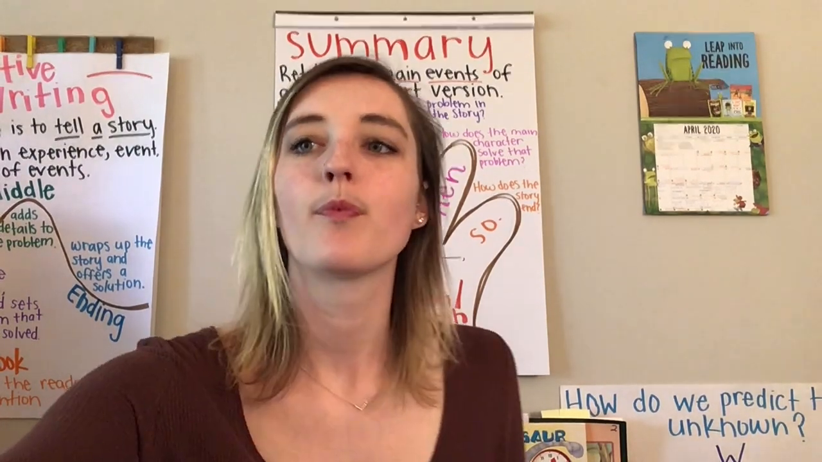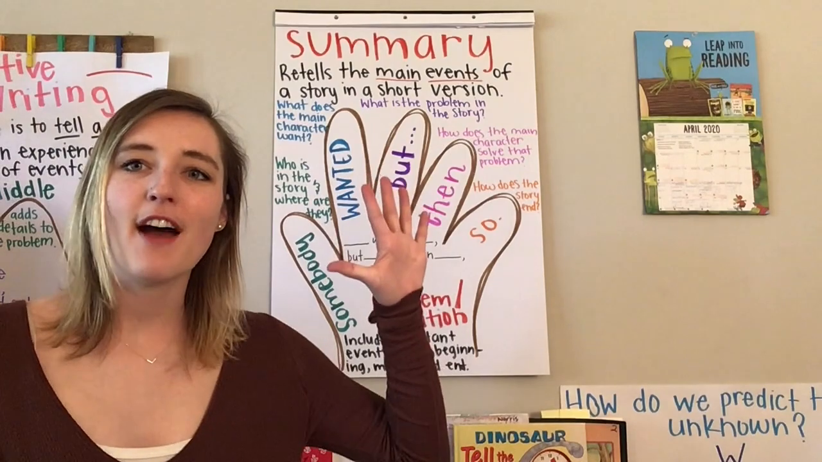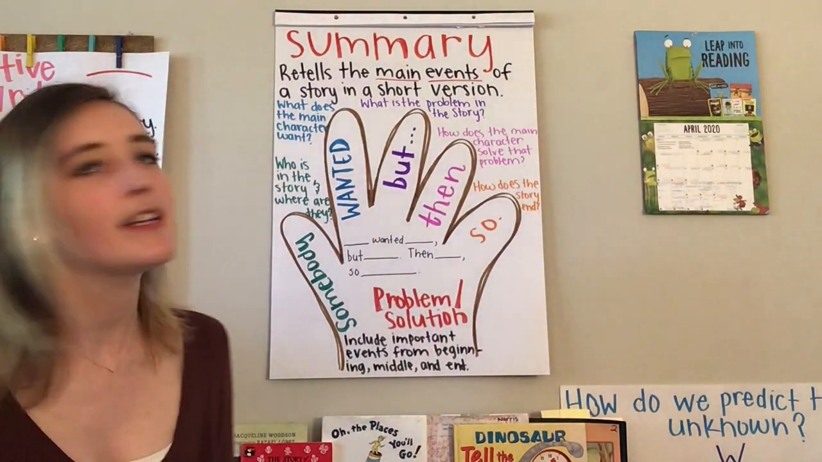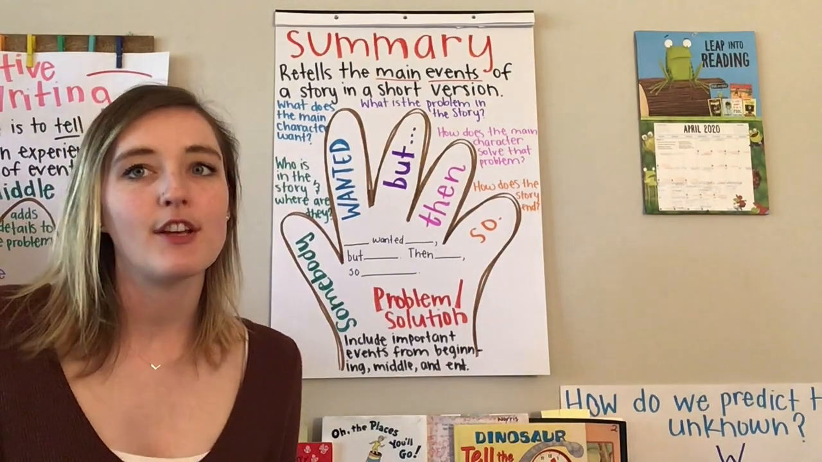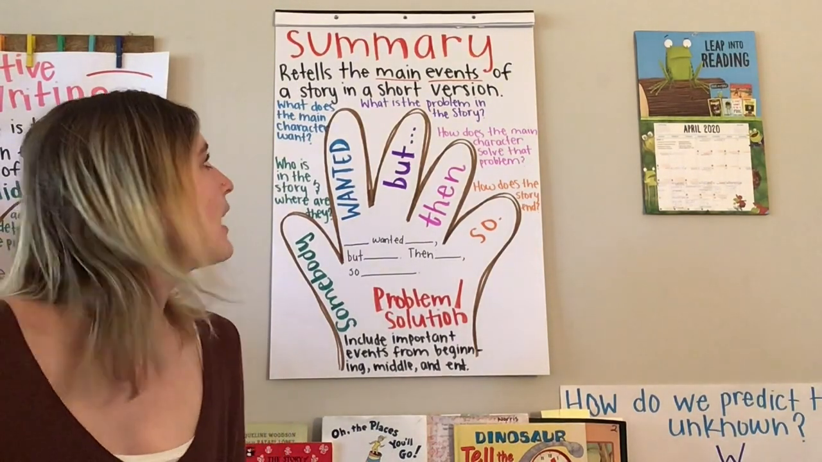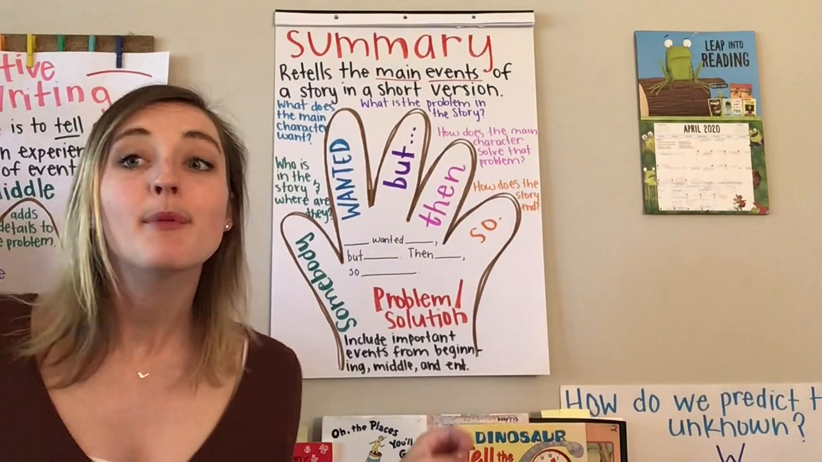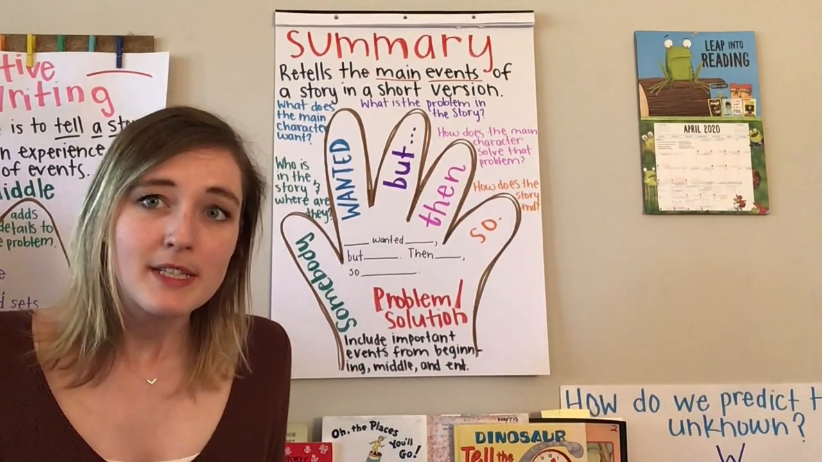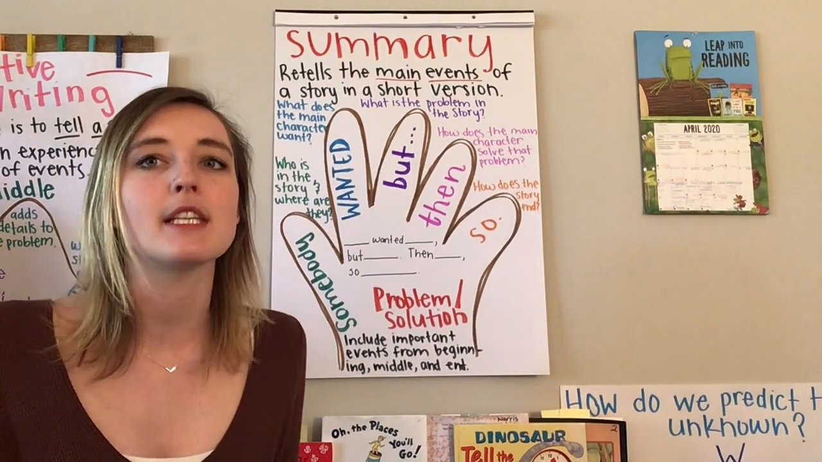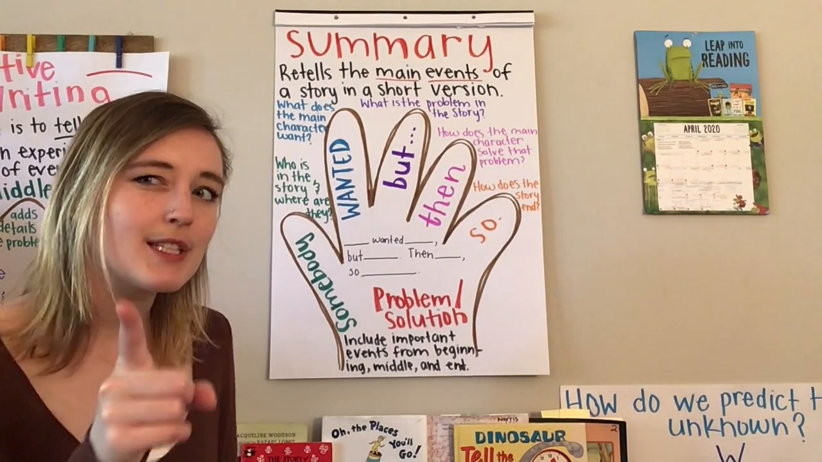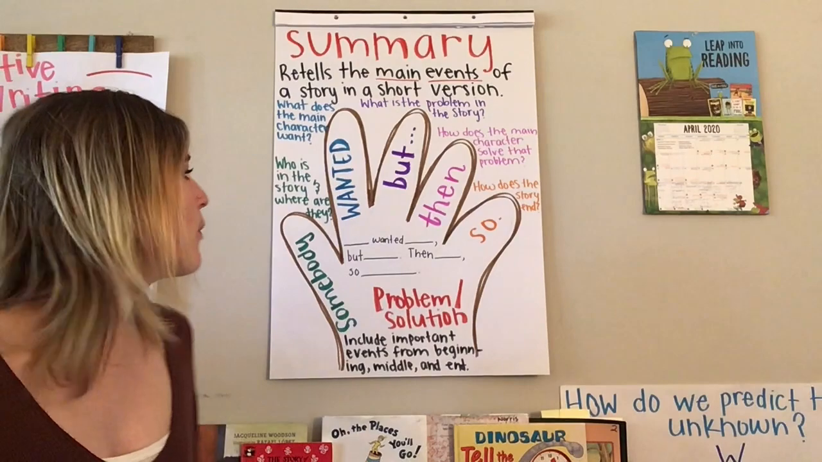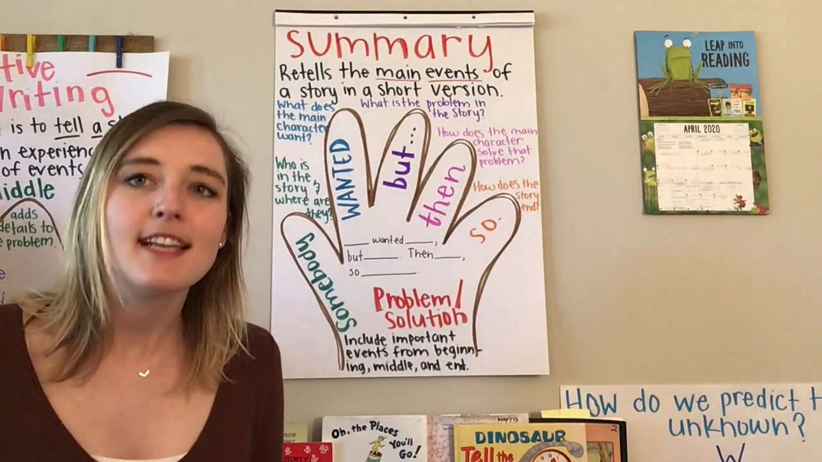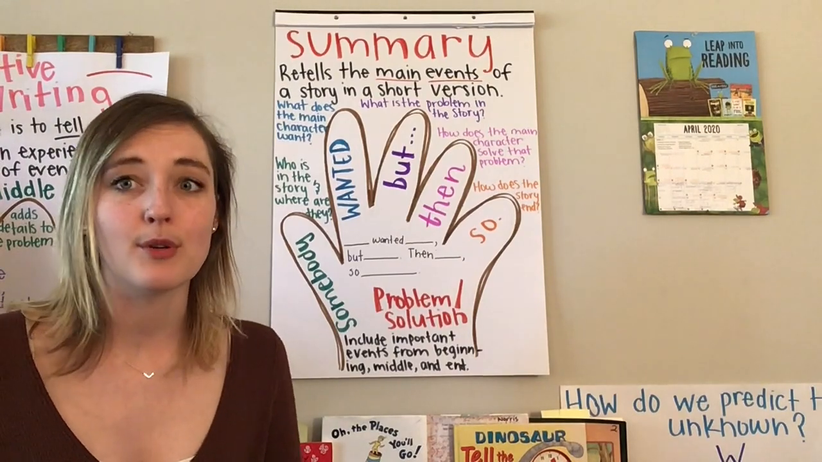So here we go. Okay, so a summary has 5 key components that we are going to talk about. First of all, it retells the main events of a story in a short version. So a summary is not very long. It's very quick, 1, 2, maybe 3 sentences about what happens in the story, the main events. We'll get to the main events later. What each of these fingers on my little hand does is it identifies things that you should be looking for through a story.